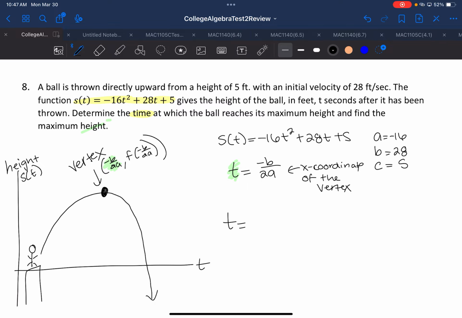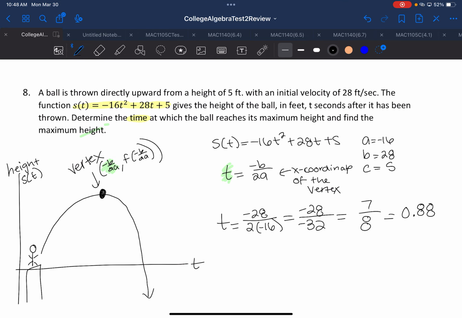Okay, so this would be negative 28 over 2 times negative 16, because I'm just plugging in a and b for this. And negative 16 times 2 is negative 32. And this would simplify to positive 7 over 8, because 4 can divide into both of those. And it probably would have you round this to the nearest hundredth of a second, so this would be 0.88 if you rounded it to the nearest hundredth. So that's the time that it would take to reach its maximum height. So here at t equals 0.88 seconds, it's reaching its maximum height.